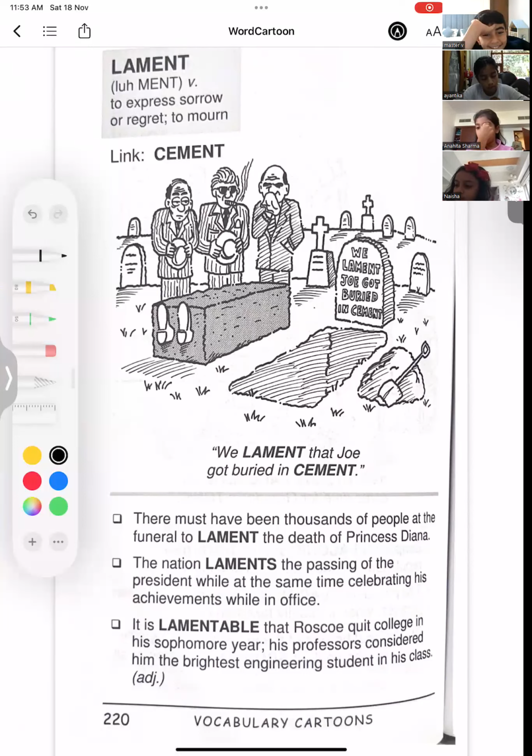Everybody write down the spelling of marshal and lament in the chat box.